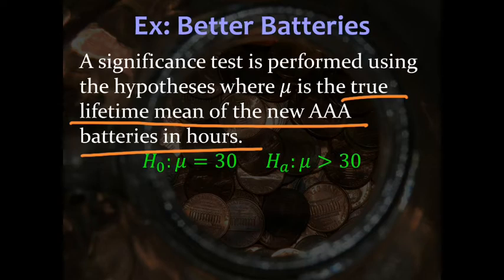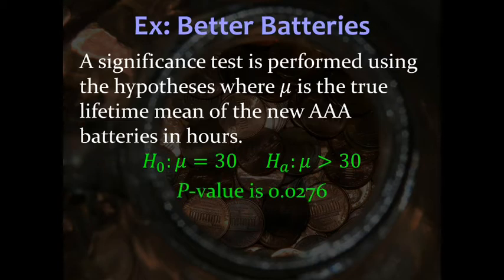The null hypothesis is that there is no difference. The new batteries aren't better. So the mu of these batteries' lifetime is 30. It could be less than 30. We don't care if it's less. We only wonder if it's more. So the null hypothesis is that mu is equal to 30. The alternative is that the mu value is greater than 30. We want to show that these new batteries last longer than the older batteries.